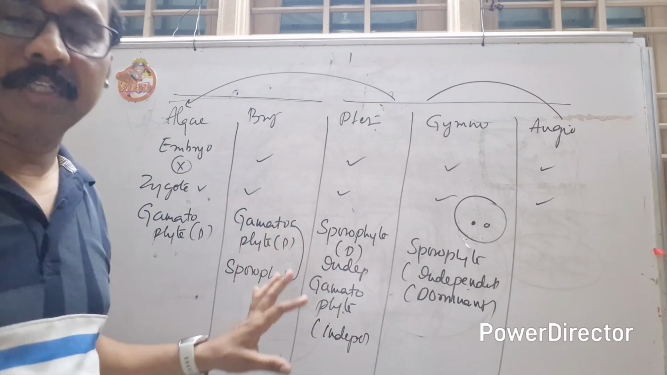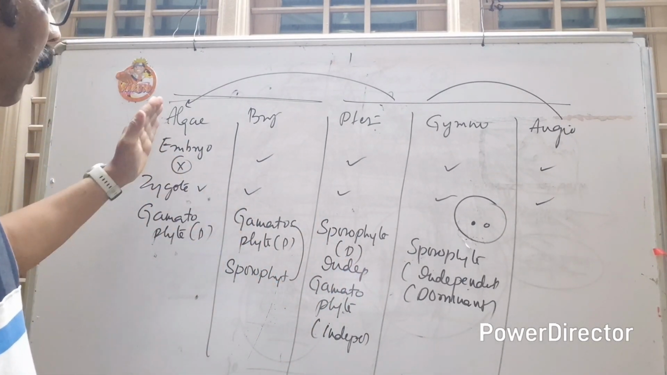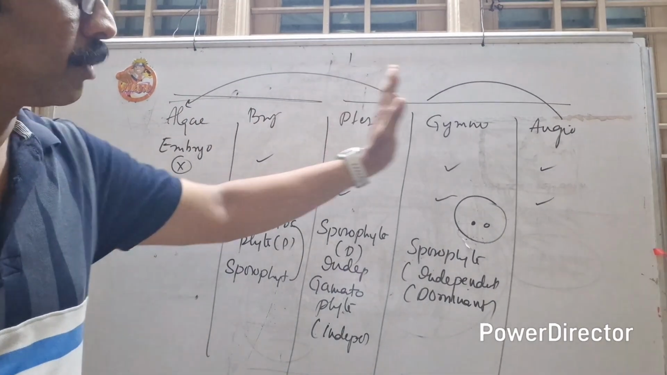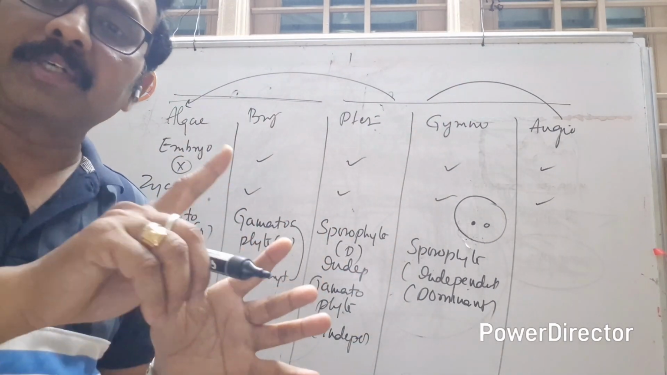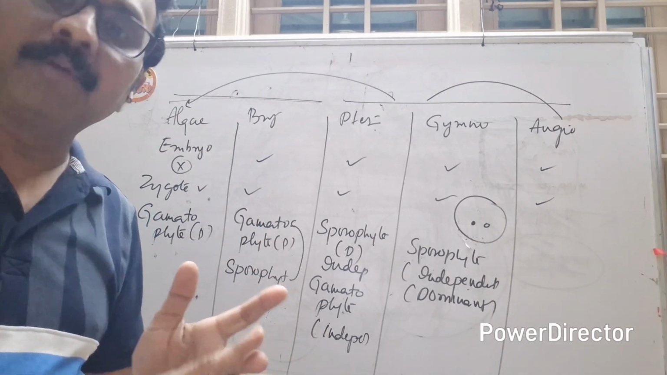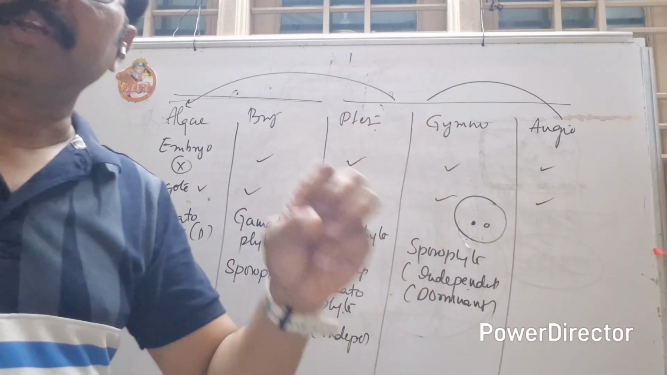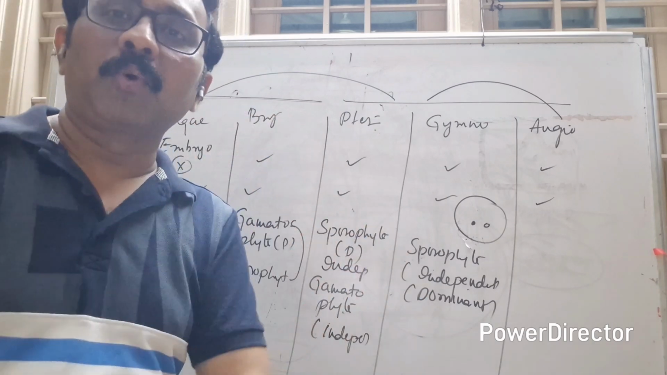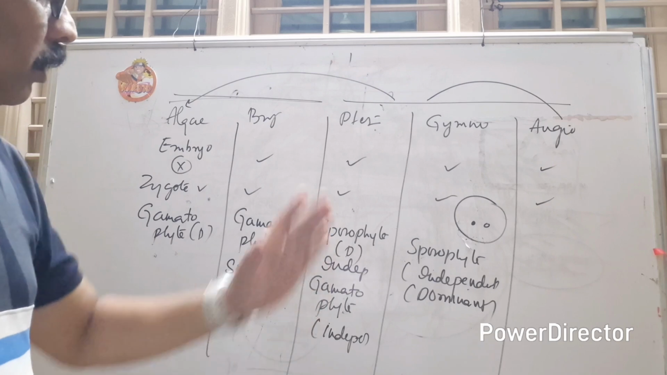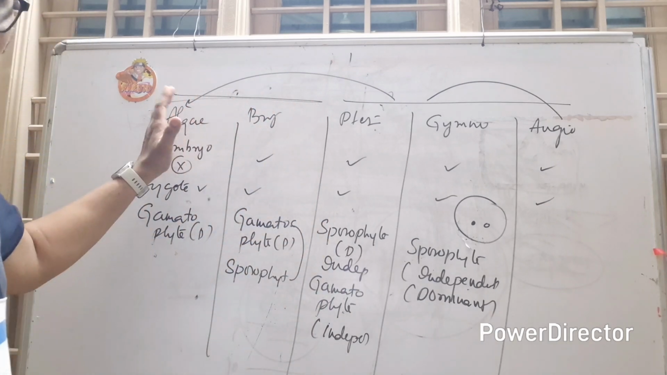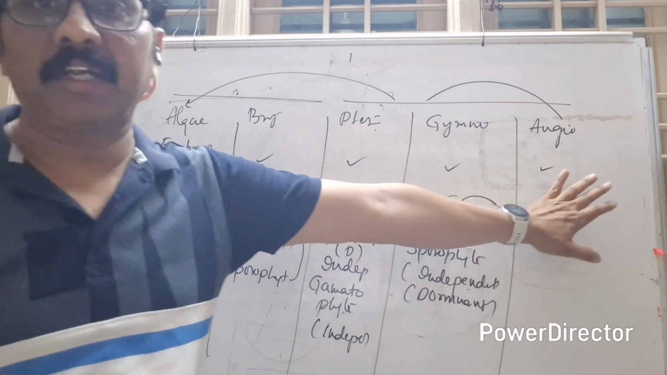From this area, students get some confusion, so remember algae, bryophyte, pteridophyte, gymnosperms, angiosperms: dependent, independent, which is diploid, which is haploid. Wherever you find the gametophyte it is haploid, wherever you find the sporophyte it is diploid. This area you have to remember. Also there is no vascular system in the first two, so you need not write xylem, phloem there. From here onwards it is vascular.